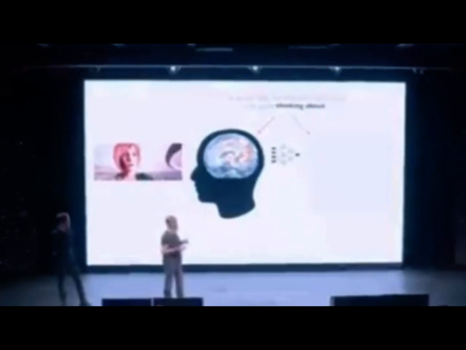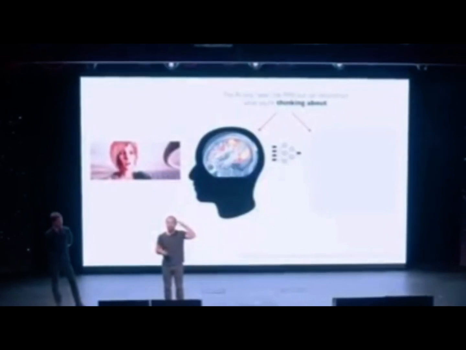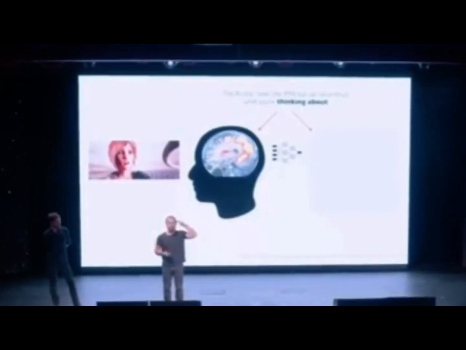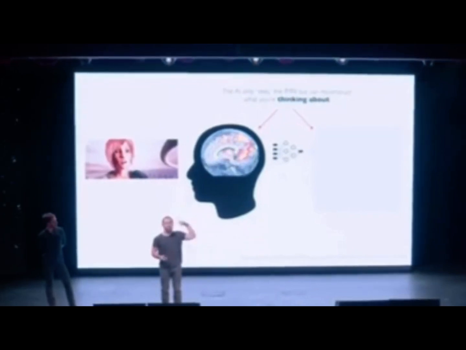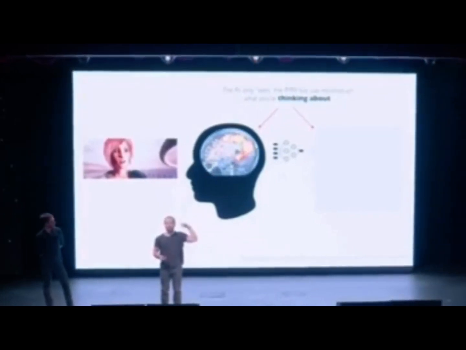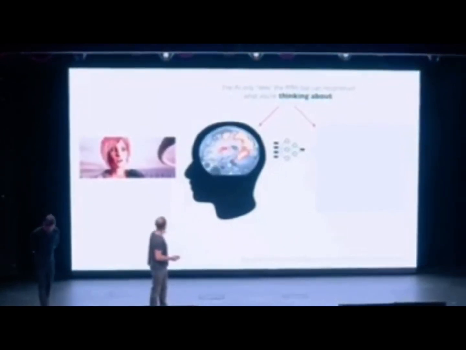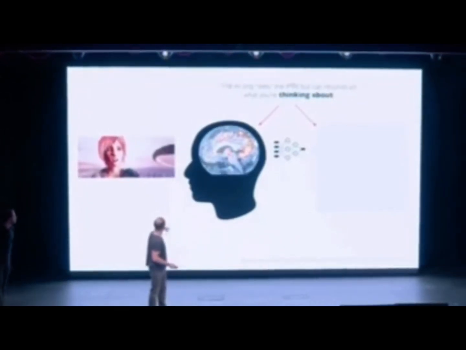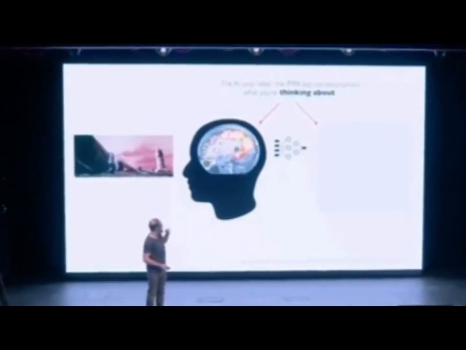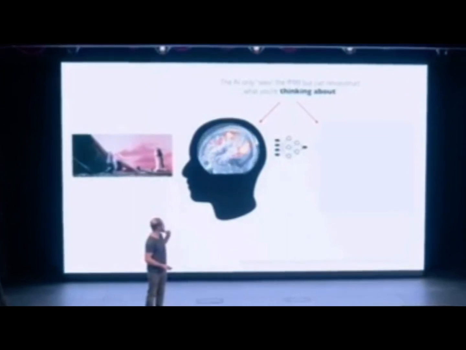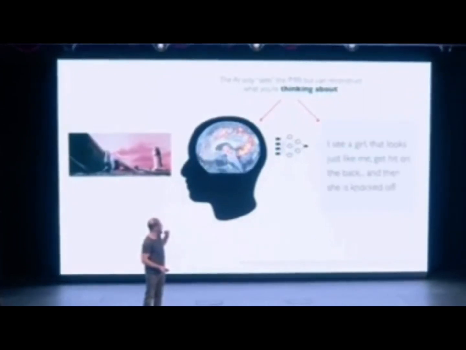So in this one, they said, can they understand the inner monologue, the things you're saying to yourself in your own mind? Mind you, by the way, when you dream, your visual cortex runs in reverse, so your dreams are no longer safe. But we'll try this. So they had people watch a video and just narrate what was going on in the video in their mind. So there's a woman, she gets hit in the back, she falls over. This is what the computer reconstructed the person thinking. See a girl, looks just like me, get hit in the back, and then she is knocked off.